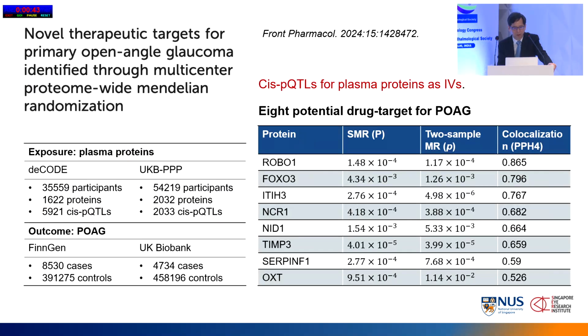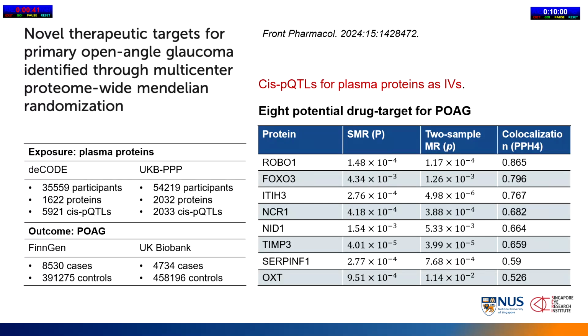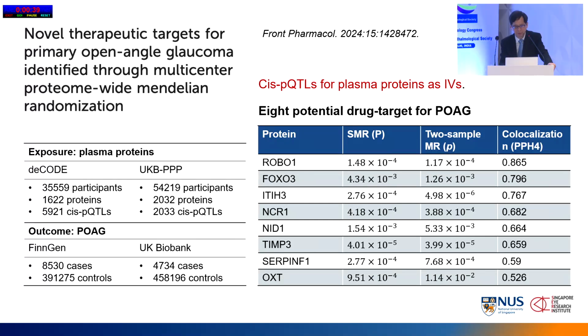In this work, the authors also used a similar approach, and they identified the protein levels in our plasma which might affect the risk of POAG. And they also suggest these 8 proteins are potential drug targets for open-angle glaucoma.